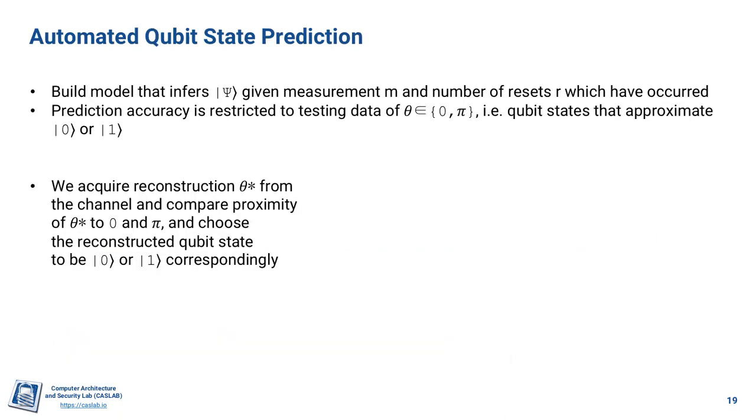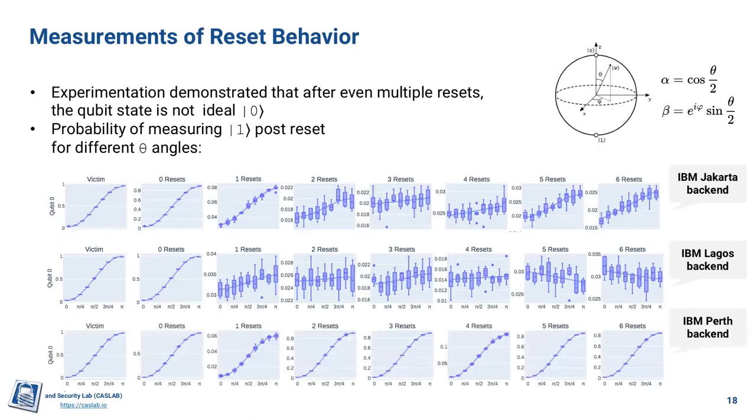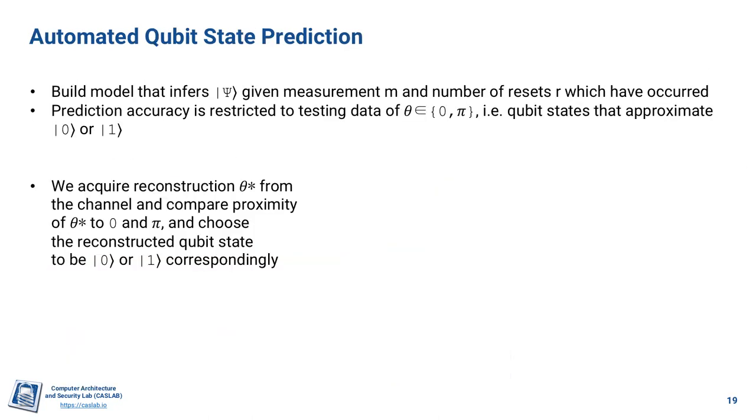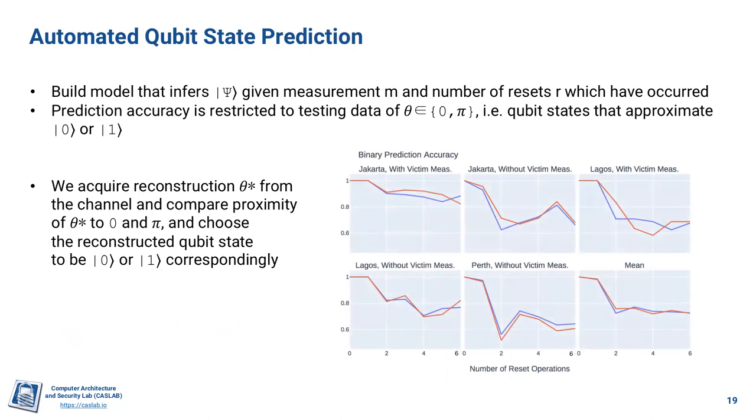Based on these measurements and observations, our students worked on developing a model so that if you collect the measurements, you can predict what the state of the qubit was before the measurement. We restricted ourselves to just data of zero and pi, since after the victim's measurement, the qubit state collapses to either zero or one. So these are the two most interesting cases. For different numbers of resets, and for different machines like Jakarta and Lagos, you have pretty good accuracy, 90%, something around 80%. So this means that you can extract the information from the user.